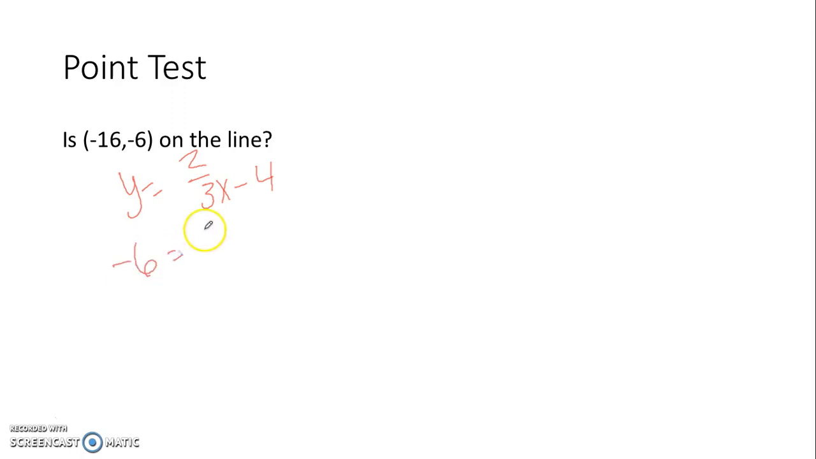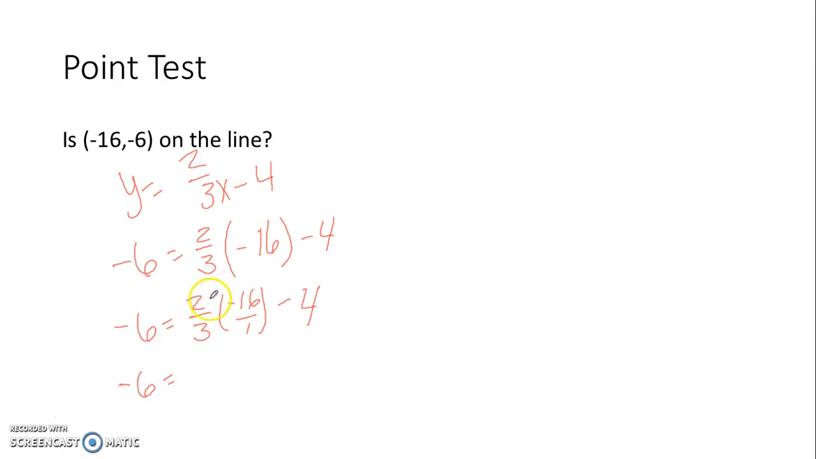All right, so -6 is equal to 2/3 times negative 16 minus 4. Okay, so negative 6 is equal to 2/3 times negative 16 over 1 minus 4. Negative 6 is equal to negative 32 over 3 minus 4. Okay, and then that comes out to negative 6 is equal to negative 14 and 2/3. Are they the same? No. So since they're not the same, they are not on the line.